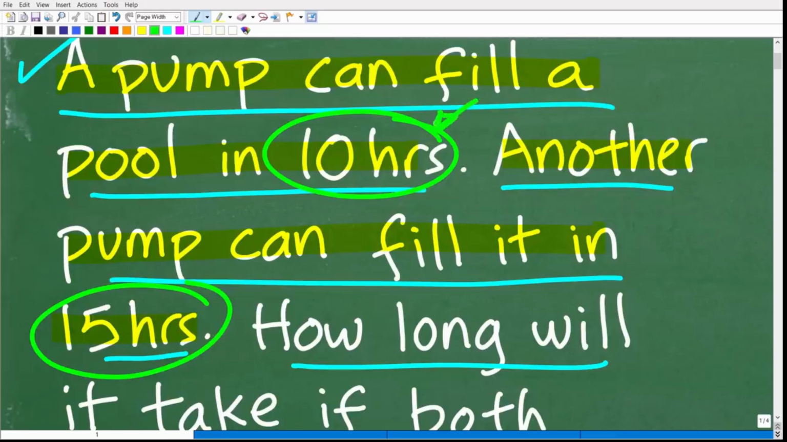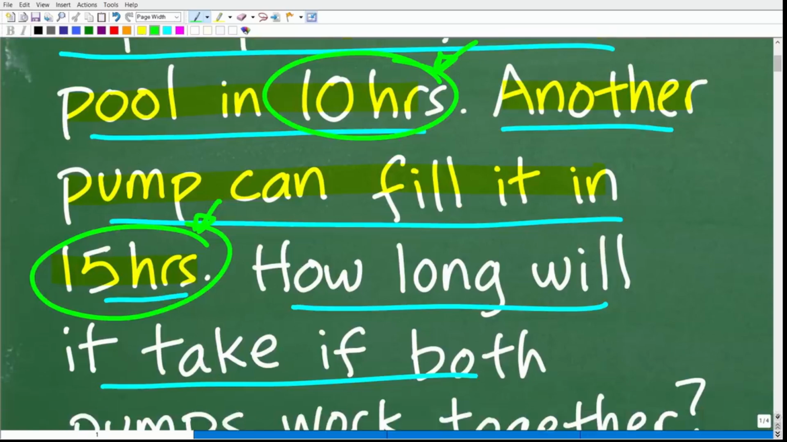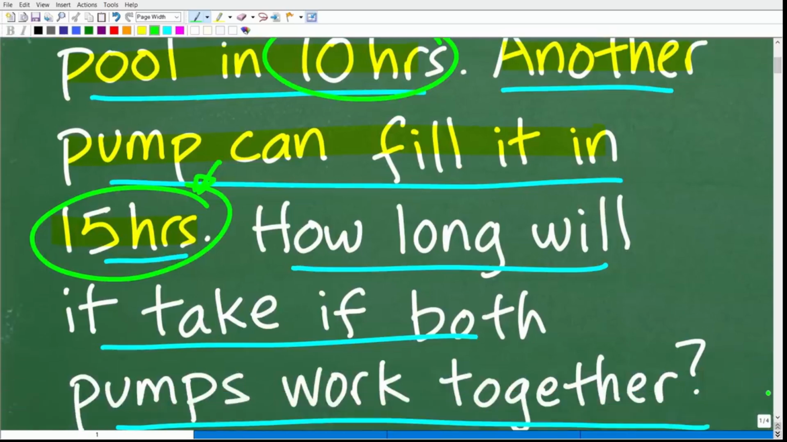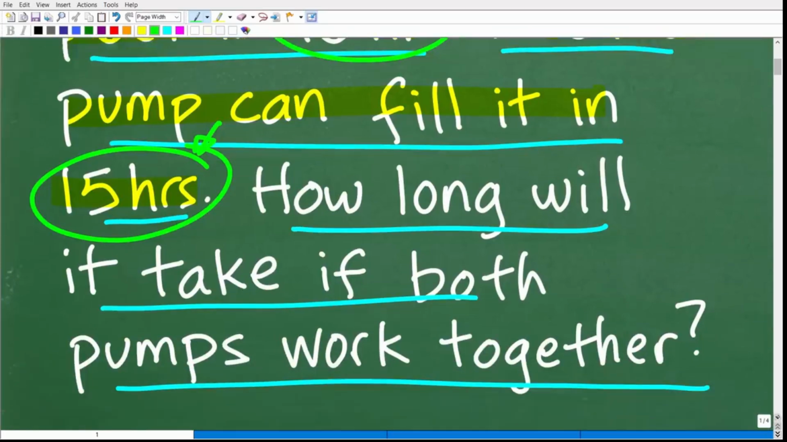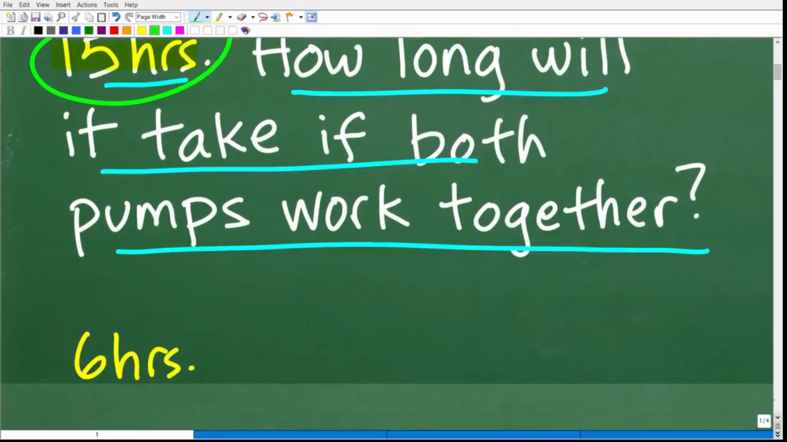Because the faster pump can fill this pool in 10 hours. So if the slow pump can fill it in 15 hours and both of these are working together, it's going to go faster than the 10 hours, right? So that's kind of like common sense. But anyways, the question is how long will it take if both of these pumps work together? Well, let's take a look at the right answer right now. And the correct answer is 6 hours.